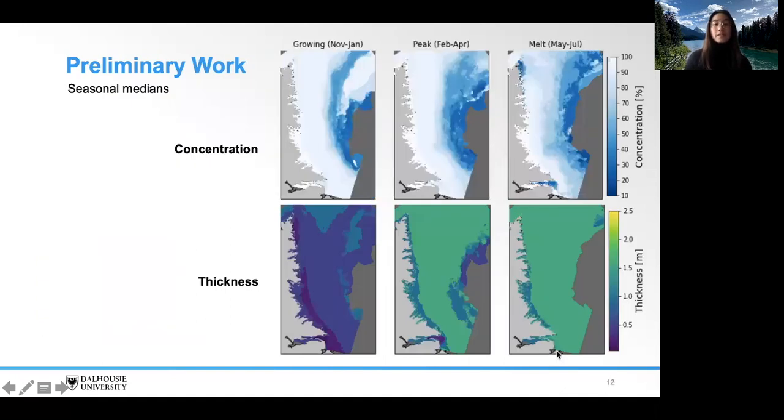The first step of the decomposition is just getting the average values. Here I've plotted the median ice concentration and thickness grouped into 3 seasons, which I've called growing, from November to January, peak, which is from February to April, and the melt, which is from May to July. In general, we see more packed ice or higher concentrations of ice closer to the coast, and off the coast or off the shelf, the ice concentration tends to be smaller. We can also see here in the melting season the flooding caused by the influx of the Churchill River.